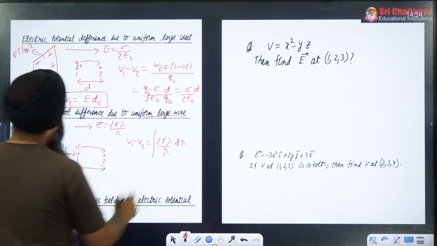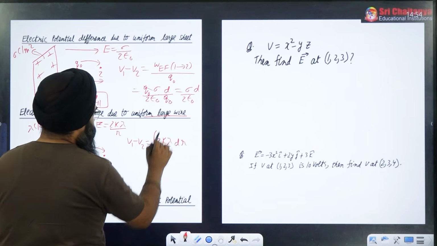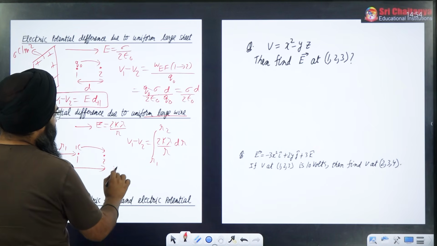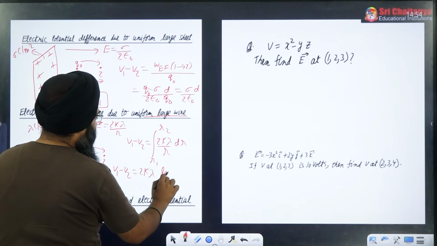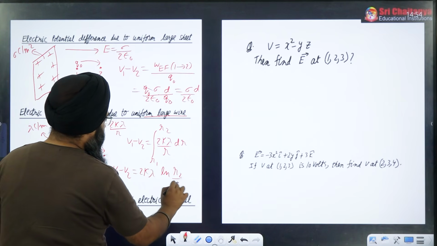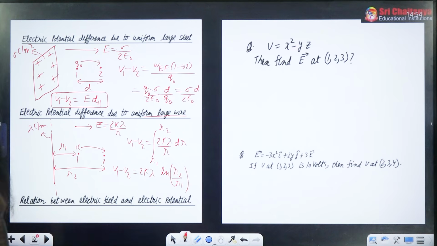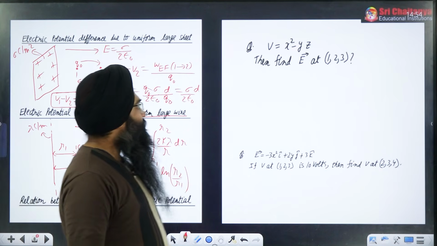And then I will integrate it from where to where? From r1 to r2. So if I solve it, I will get the answer. V1 minus V2 is equal to 2k lambda will come outside, 1 by r will be ln r, ln of r2 divided by r1. This is how I will calculate the potential from one point to another point. I hope it is clear to you.